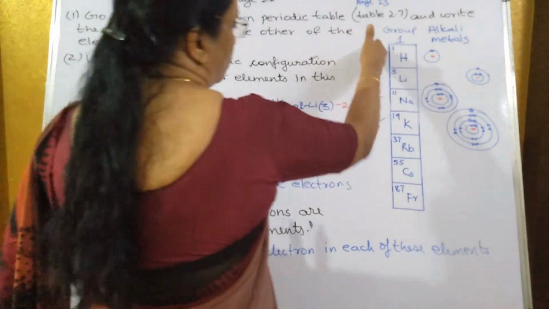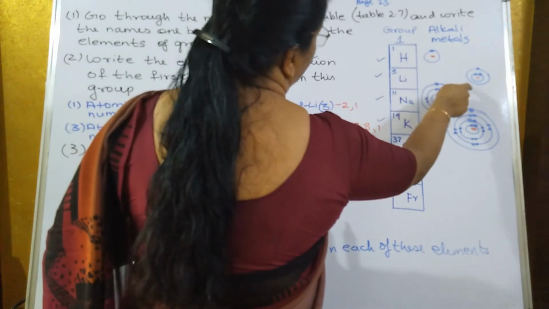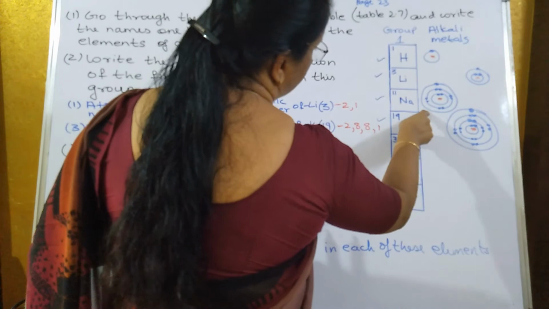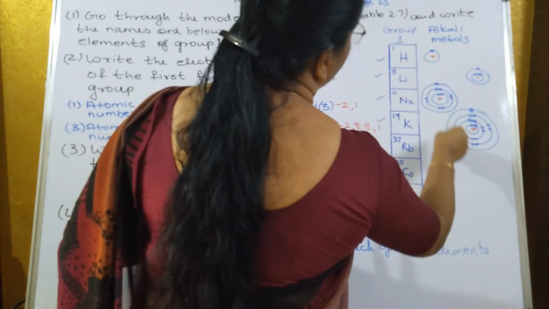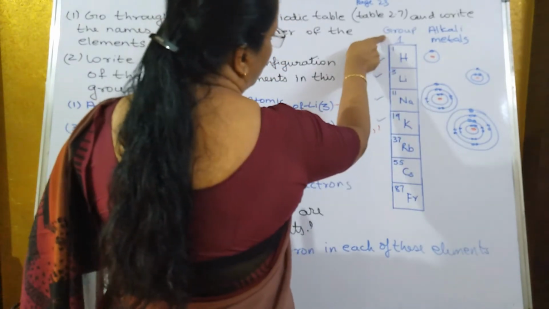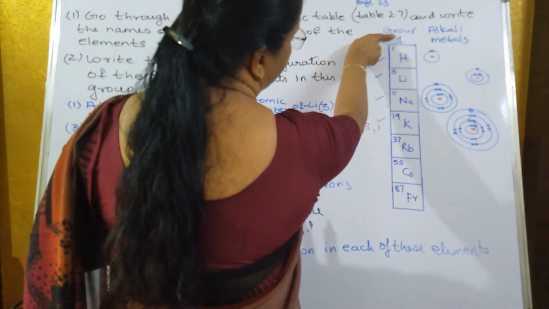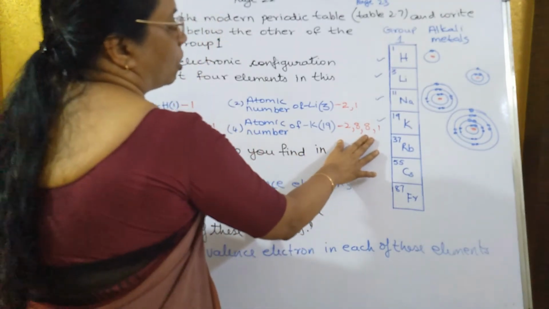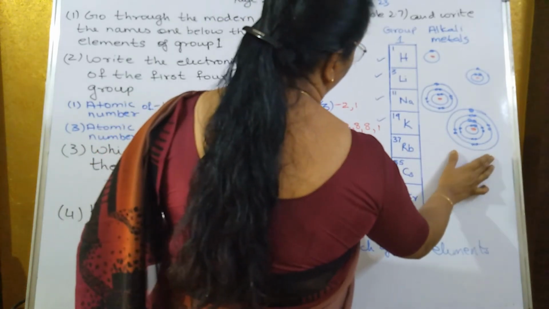Now when you go from top to bottom, you will see the number of shells goes on increasing. It is having only one shell, this is having two shells, this is having three shells, and this is having four shells. So the number of shells goes on increasing as we go one below the other. In group 1, what is the valence electron? Only one valence electron is there in the group. This way also you can write down the electronic configuration, and drawing is this way. So electronic configuration in drawing form will be this way.